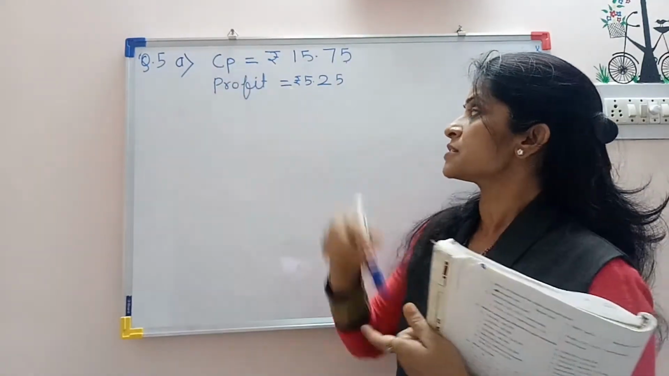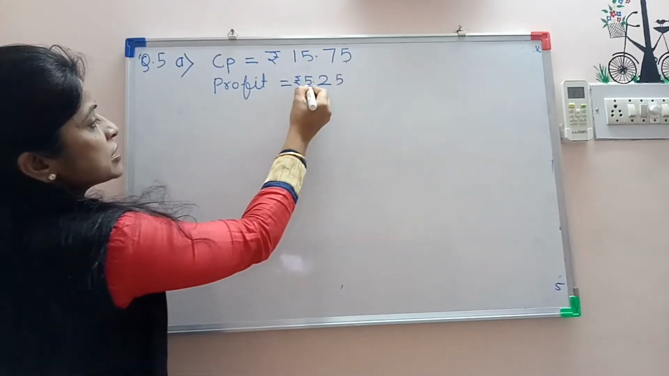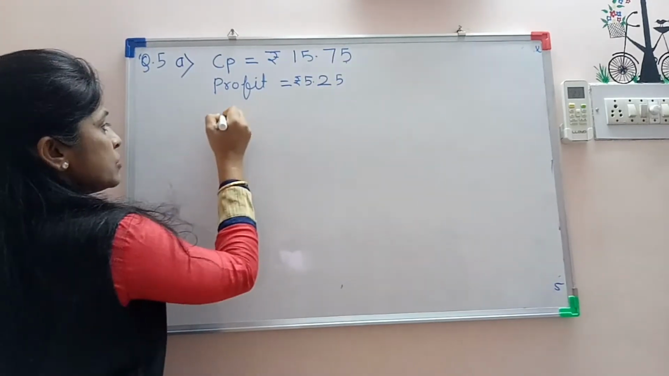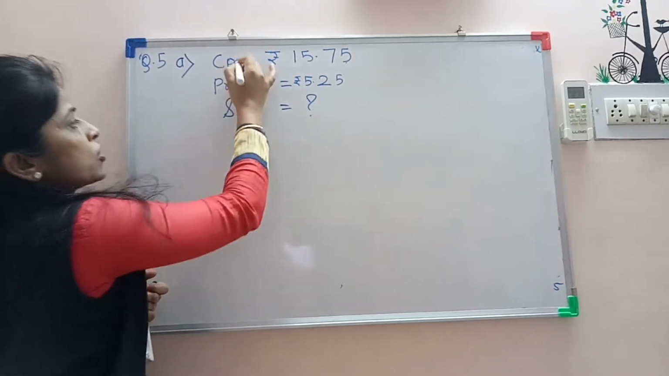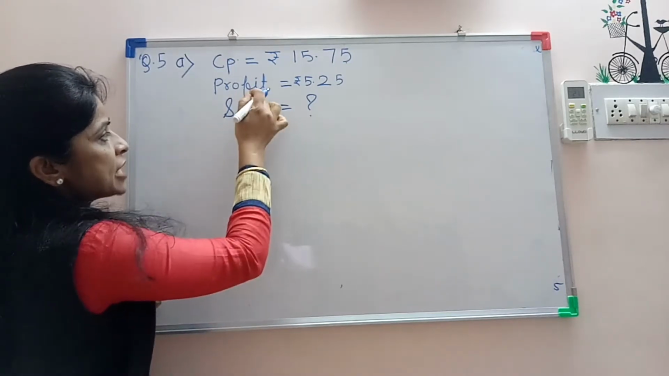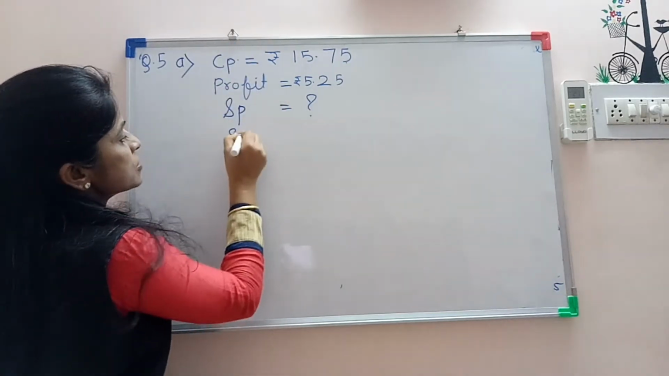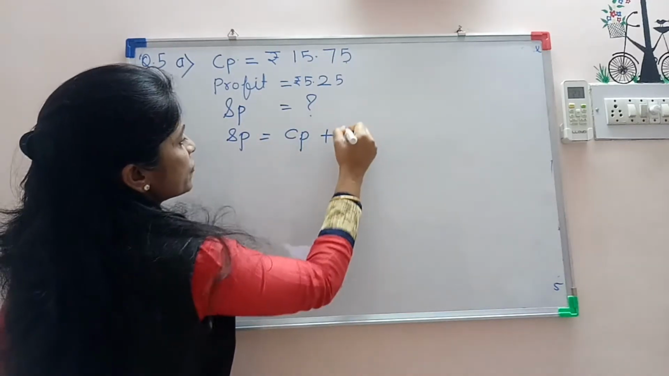Here the cost price is given rupees 15.75 and the profit is given rupees 5.25. Now here you have to find out the selling price. Now cost price with profit is given. In that situation we have to add profit in the cost price. So selling price is equal to cost price plus profit.